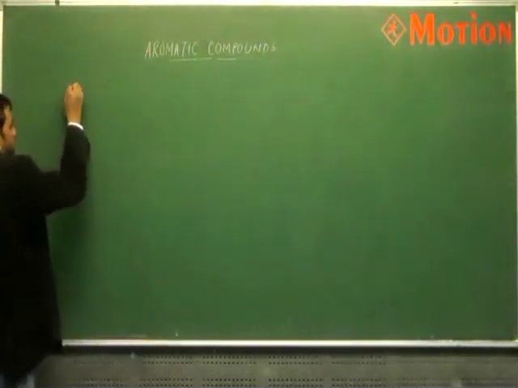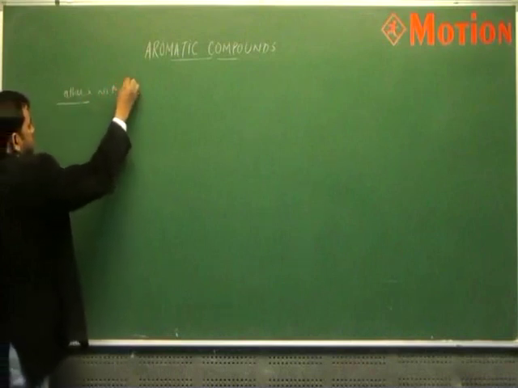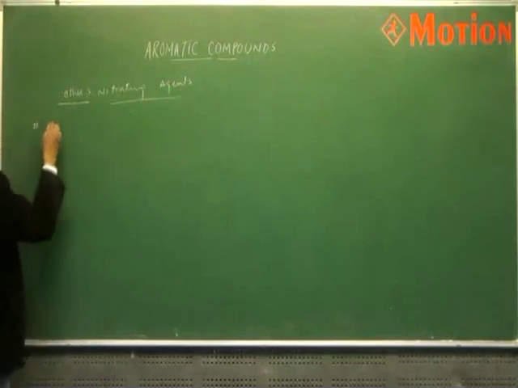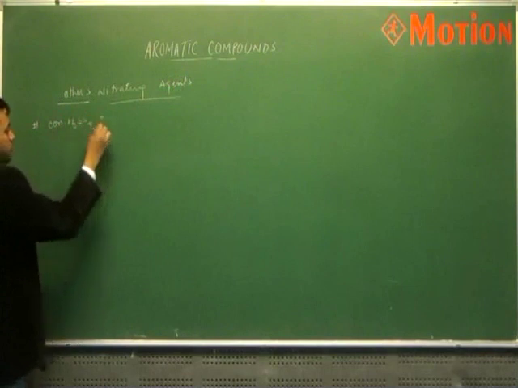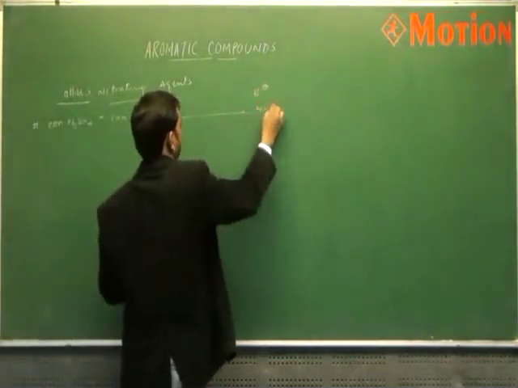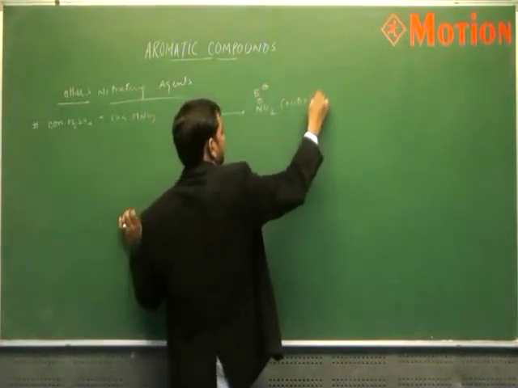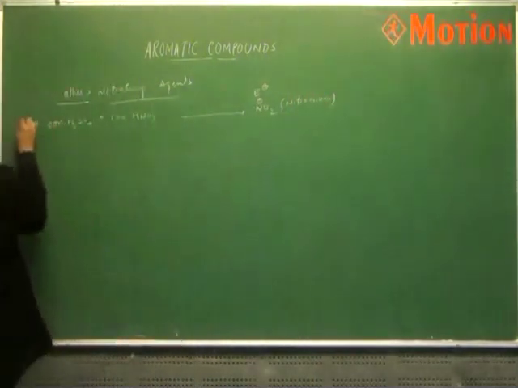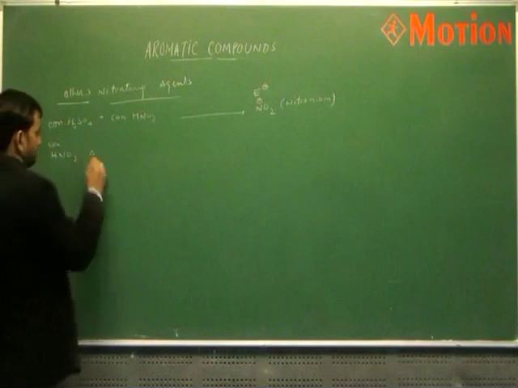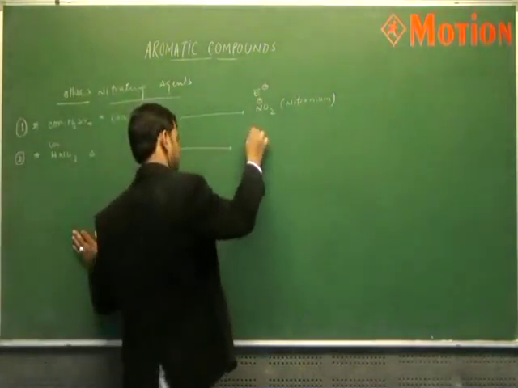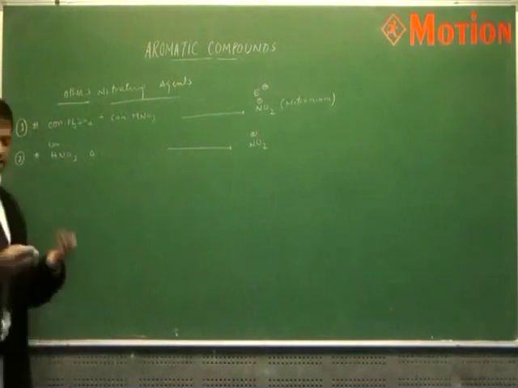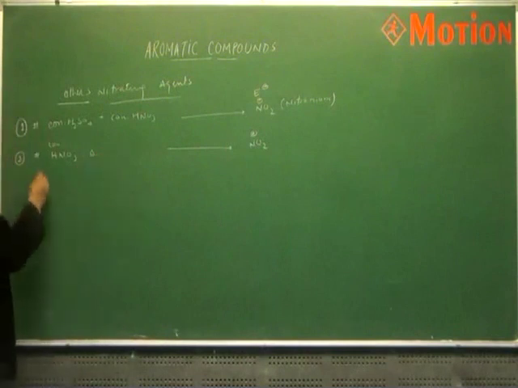Other nitrating agents. Other than concentrated H2SO4 plus concentrated HNO3, which we have already done, that gives the electrophile nitronium. You can also use concentrated HNO3, which also gives nitronium as electrophile. In this case, one molecule gives a proton, another HNO3 accepts the proton. So we see how the nitronium is formed.